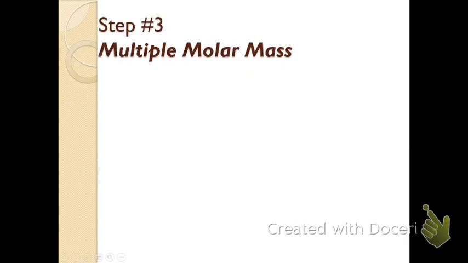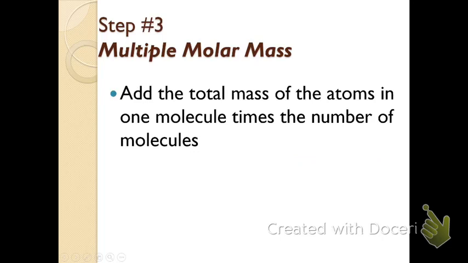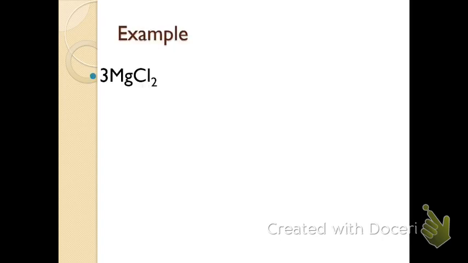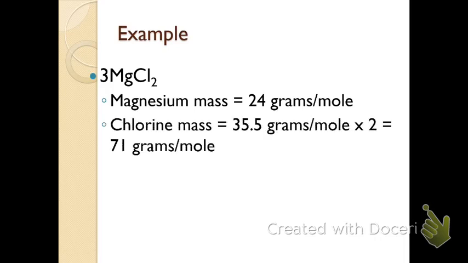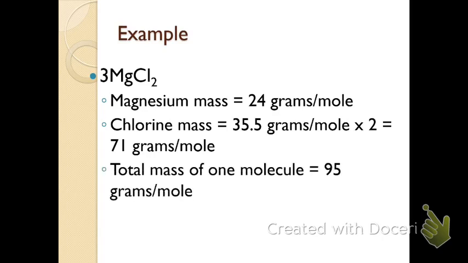Okay, now, multiple molar masses, which we pretty much did. Add the total mass of the atoms in 1 molecule times the total number of molecules. That's pretty much what we did. So 3 magnesium chloride, of course, the magnesium mass is 24 grams per mole, and we know that magnesium is 24. And then you have 35.5 grams per mole for chlorine, which is 2, which is 71. You take the whole thing, multiply it by 3, and that is going to give you the total mass of 1 molecule being 95 grams per mole.